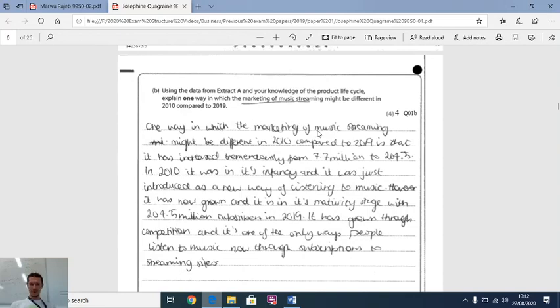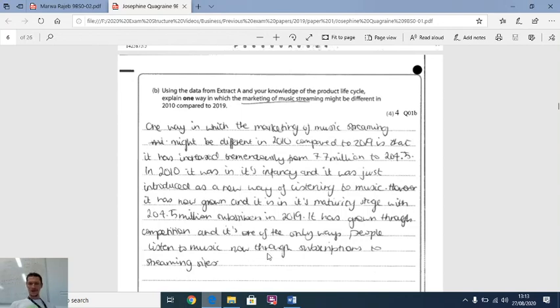One way in which the marketing of music streaming might be different in 2010 compared to 2019 is that it has increased tremendously from 7.7 million to 204.5 million. In 2010, it was in its infancy, so music streaming was very young at that point, and it was just introduced as a new way of listening to music. However, it has now grown and is at maturity with 204.5 million subscribers in 2019. It's grown through competition, and it's one of the only ways people listen to music now, through subscriptions to streaming sites.